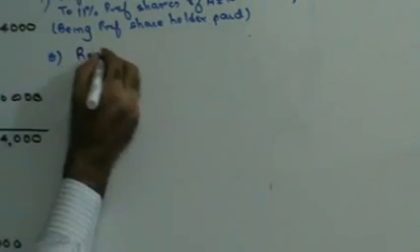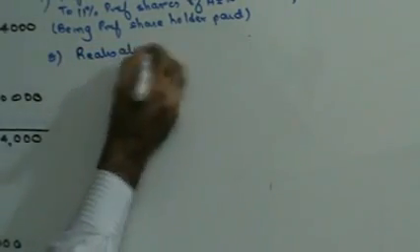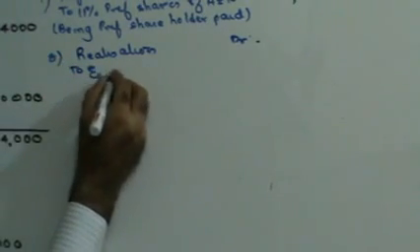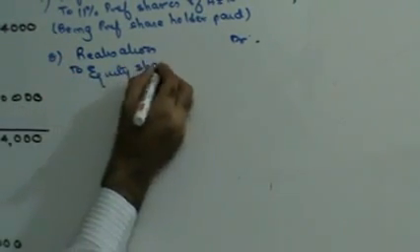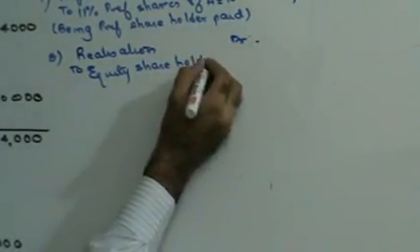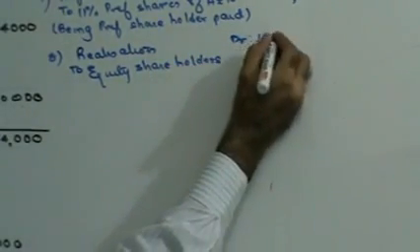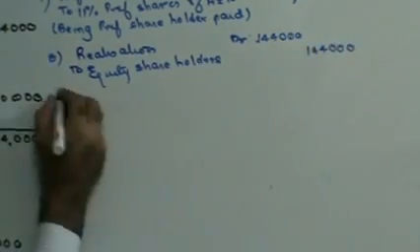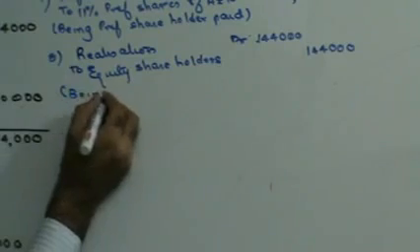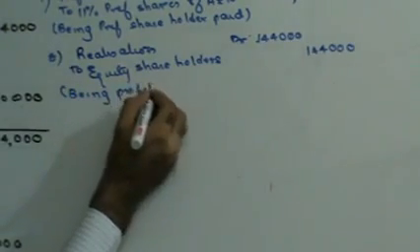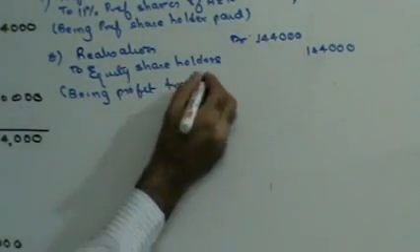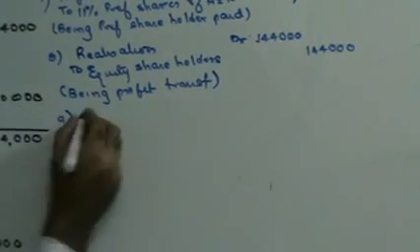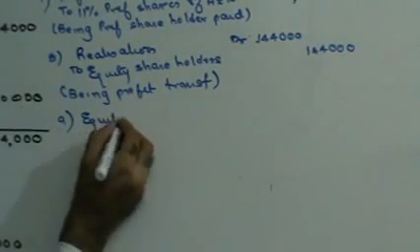So this is going to be realization account debit to equity shareholders 1,44,000, being profit transferred.